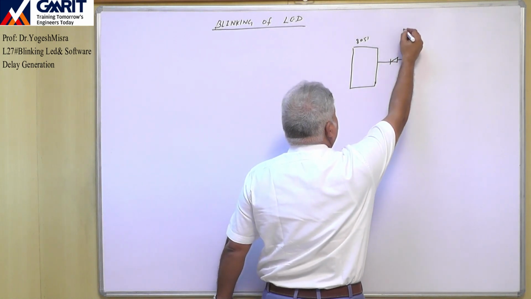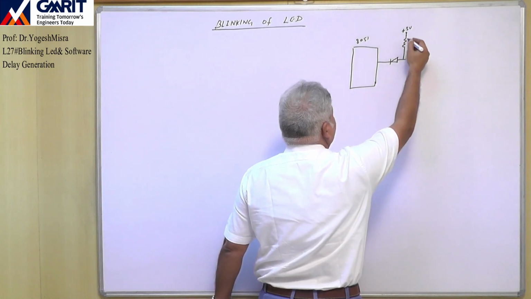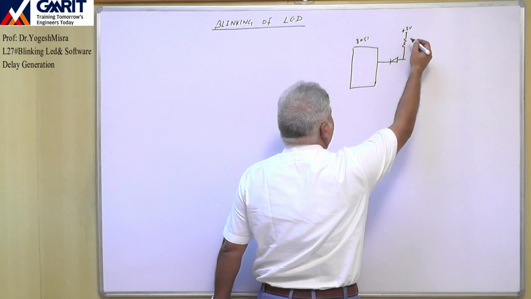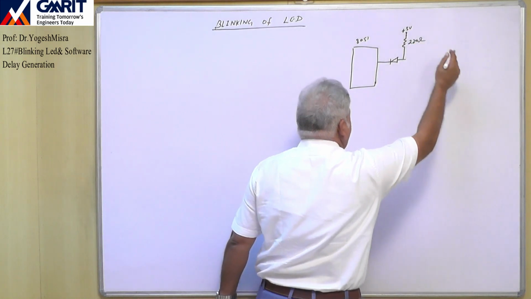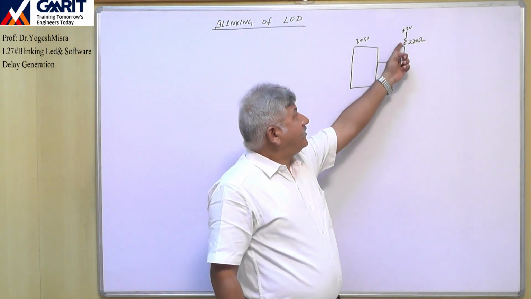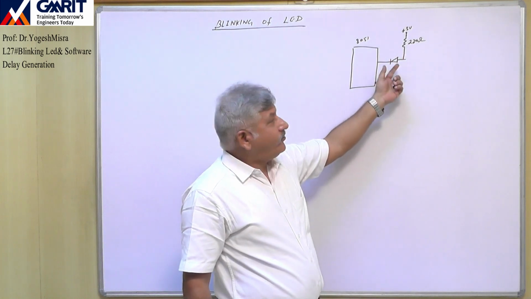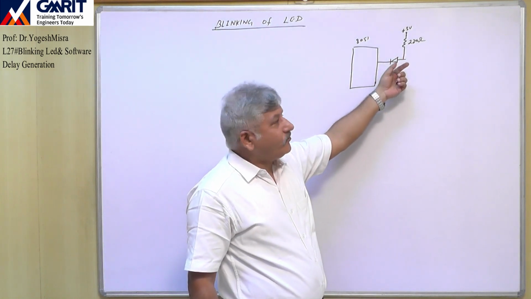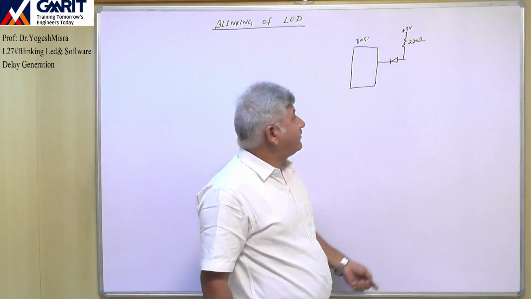This end is connected to plus 5 volt. So there is one resistance we have to use, and the value of this resistor we can use up to 220 ohm. The purpose of this resistance is to limit the current which will flow through this LED, so that the LED should not burn out, to limit the current.